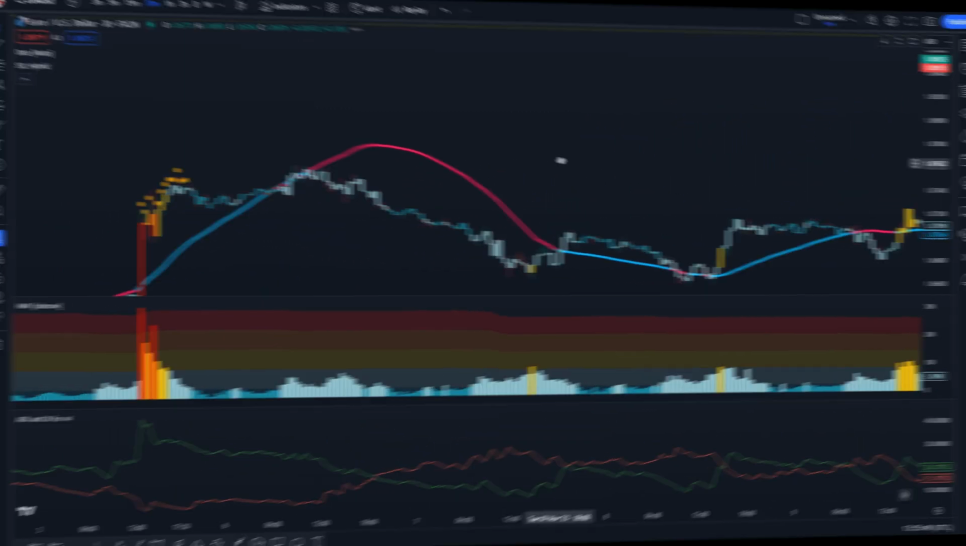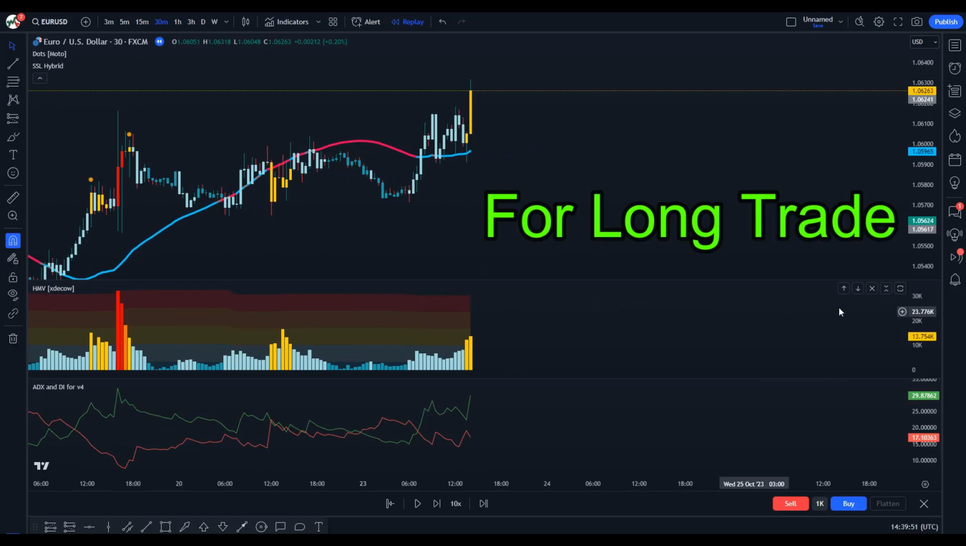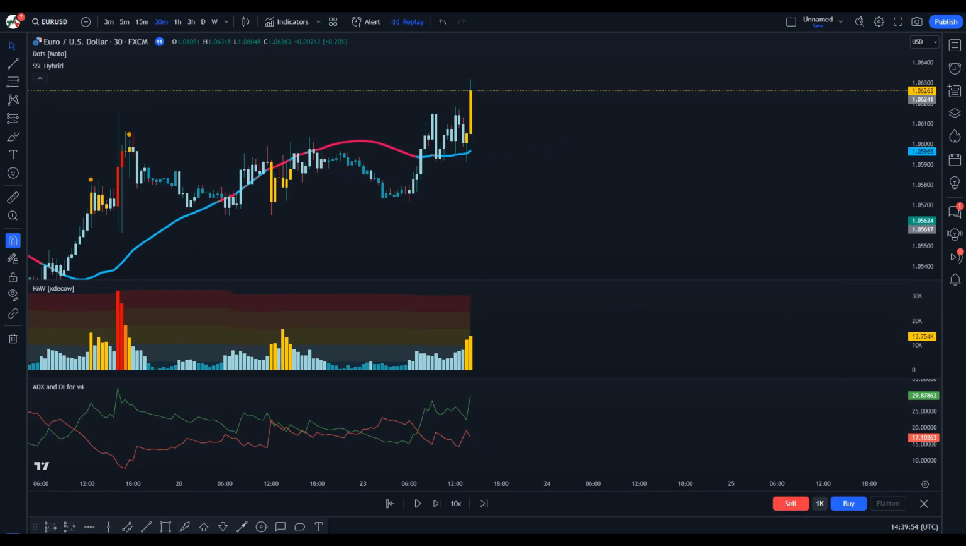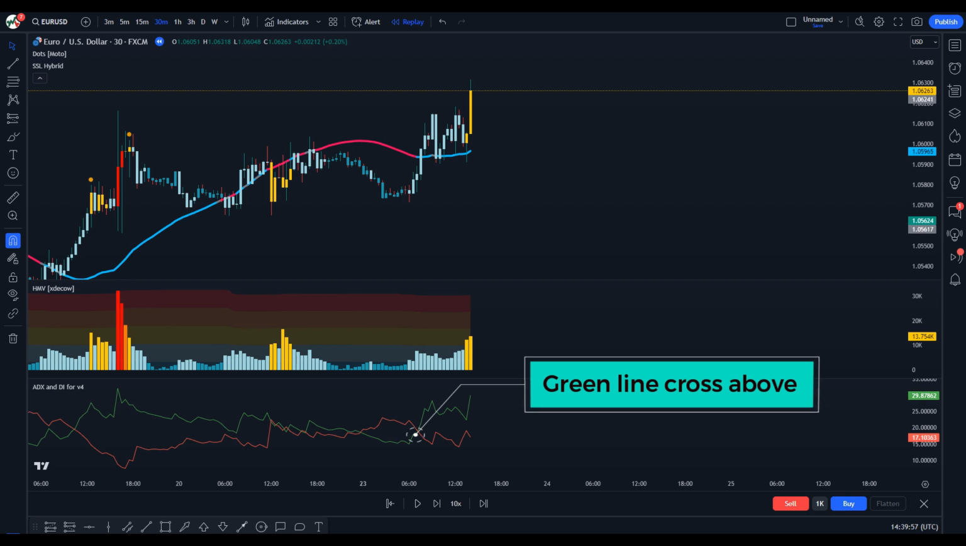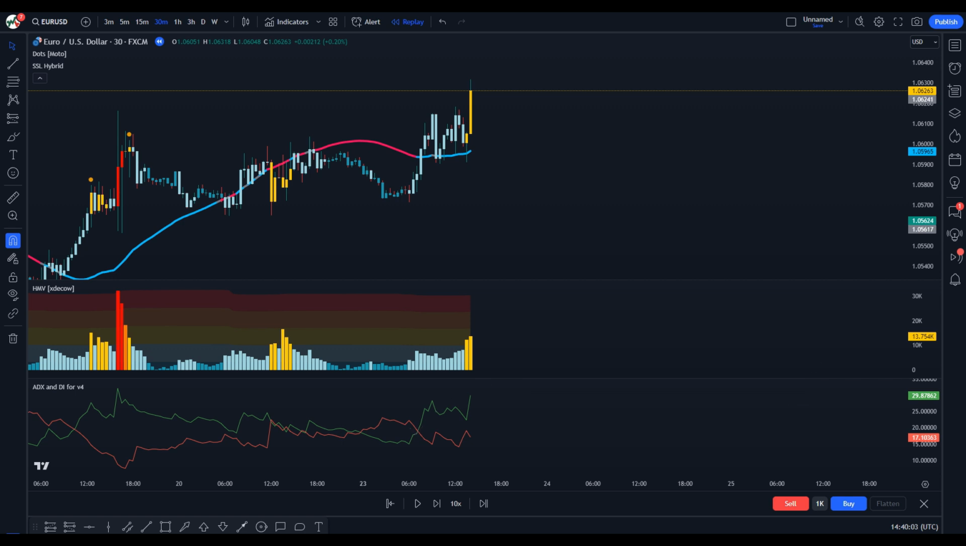For a long trade, as the first signal we have the crossing of the ADX. The green line crosses up the red line, so we think of a long trade. For the second confirmation we need to see the hybrid SSL. If the price is above the line and this line is colored blue, then we are in a confirmed uptrend.